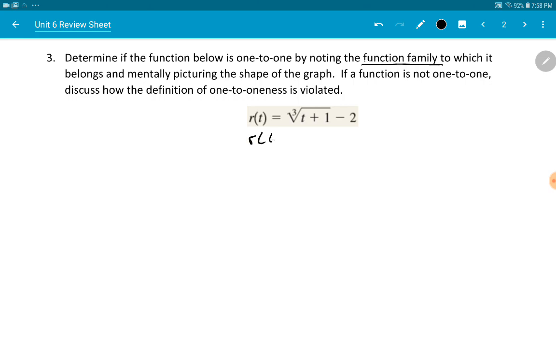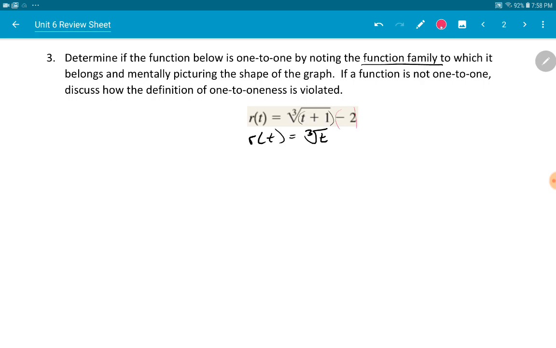The parent function is this. And then that plus 1, since it's with the variable, that means it's a horizontal shift in the opposite direction, so it's a left shift of 1. And this minus 2 is attached at the end, not with the variable, so it's a vertical shift with the same sign, a shift down 2. But let's start with the parent function.